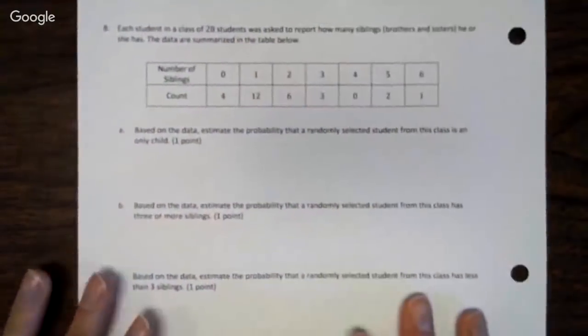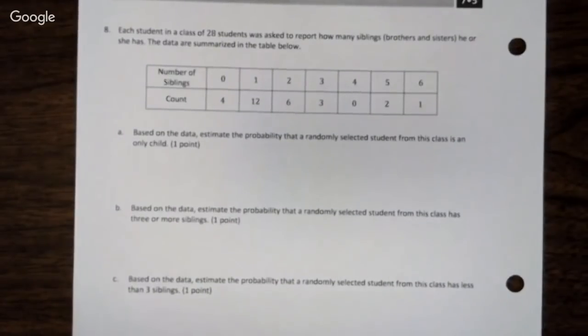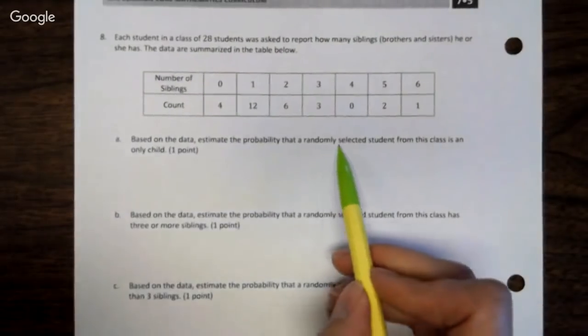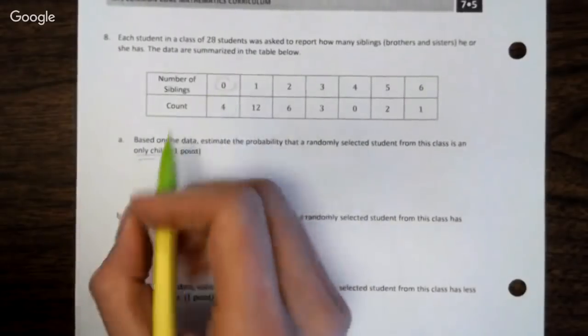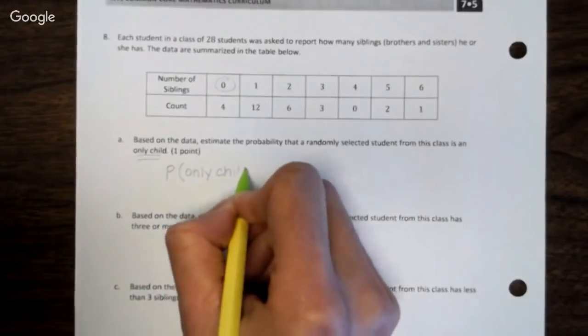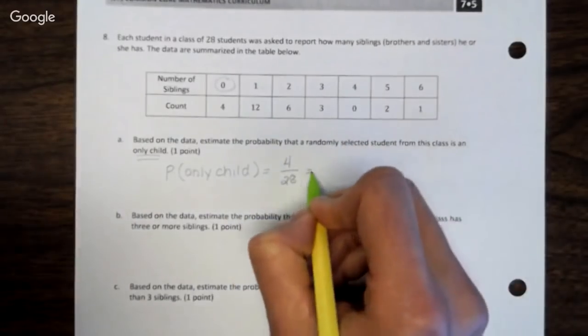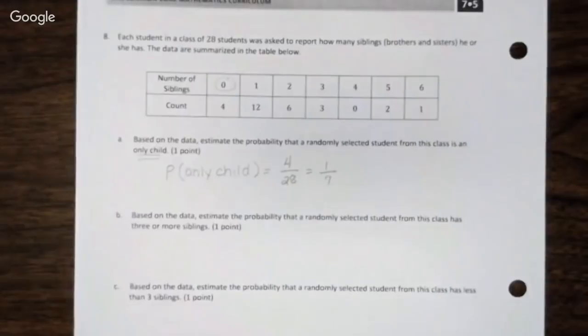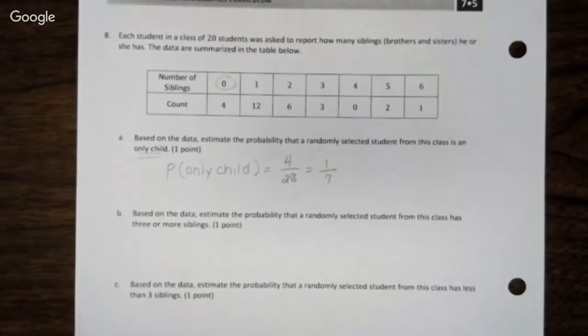All right, number 8. So they give us a chart that shows a class of 28 students and how many siblings they have. We are going to answer the questions based on this chart. So based on this data, estimate the probability that randomly selecting a student from this class is an only child. Only child means they have no siblings. So we're going to do probability of only child. There's 4 out of the 28 total people with no siblings. That reduces to 1/7. I would suggest leaving it as a fraction because it does not say to round anywhere.